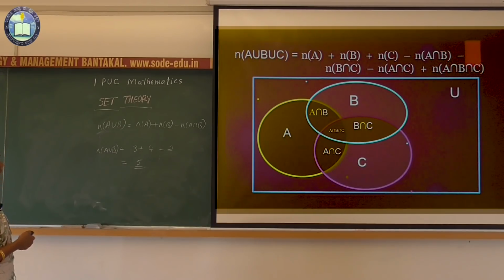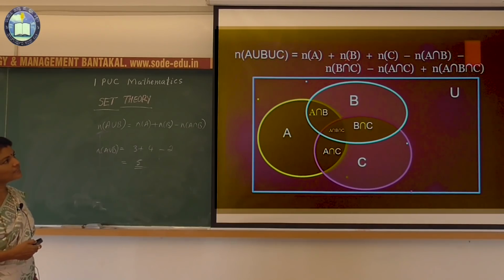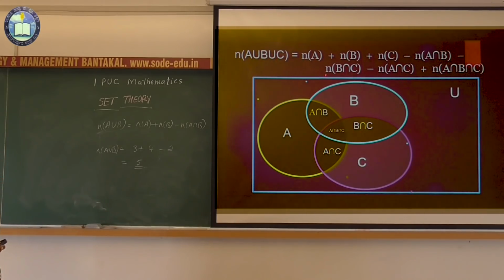The previous formula, n of A union B, is n of A plus n of B minus n of A intersection B. This is when two sets are given. Suppose three sets are given, A, B and C, then n of A union B union C is equal to n of A plus n of B plus n of C minus n of A intersection B minus n of B intersection C minus n of A intersection C plus n of A intersection B intersection C. So this is the formula when three sets are given and the diagram will be like this. Consider set A, set B and set C. Listen to me.